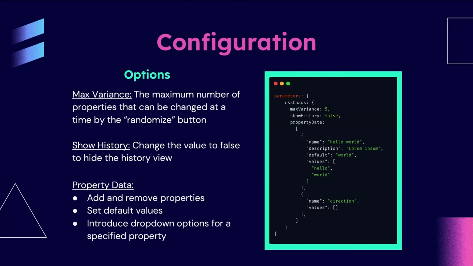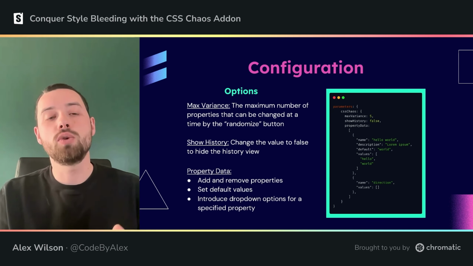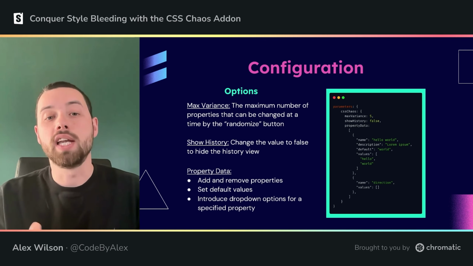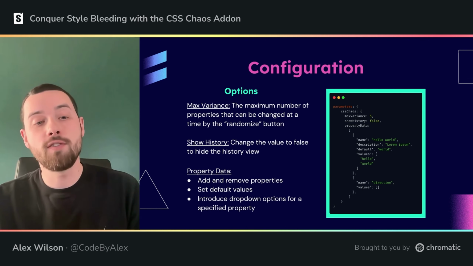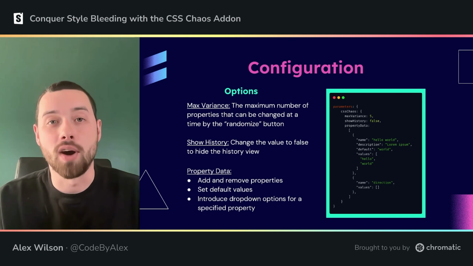But if we wanted to update the configuration, we do have the options to do so. So we can set the max variance, which allows us to set the number of items that can be randomized by the randomize button. And here on the right, we have it set to 5. We also have the ability to show or hide the history. We can change that value from true to false through the properties. And we can also update the property data that can be shown in the add-on view. We can add or remove properties, set the default values, or even introduce drop-down options for a specified property.